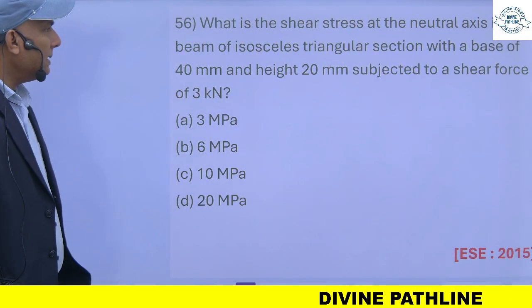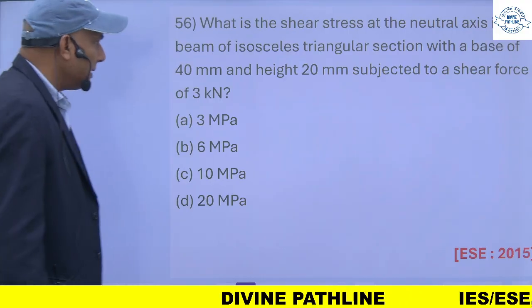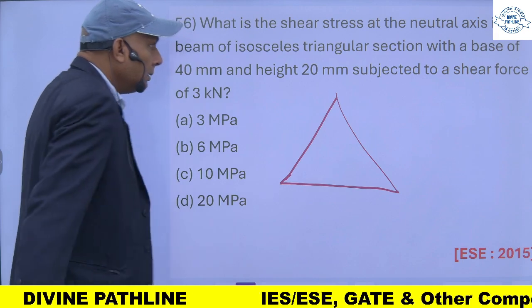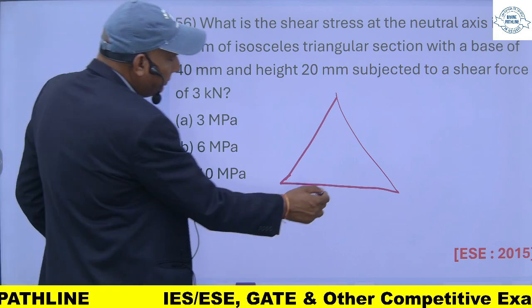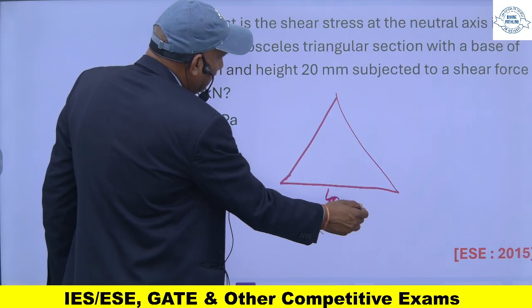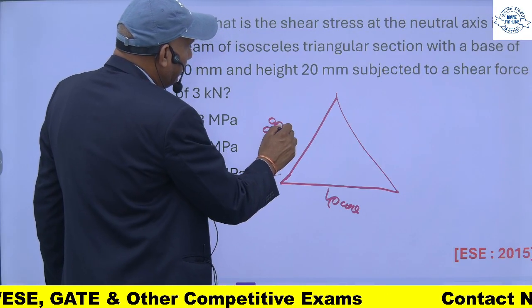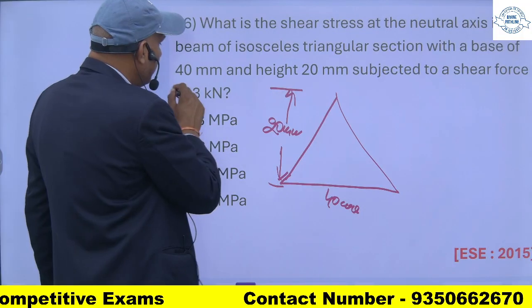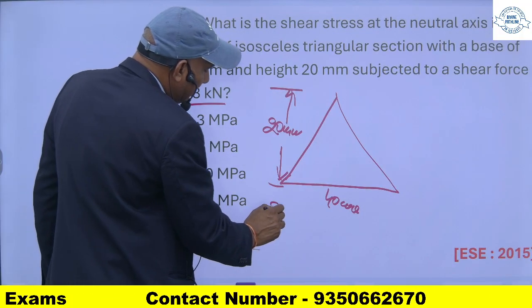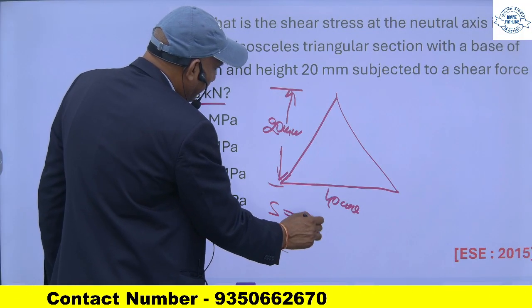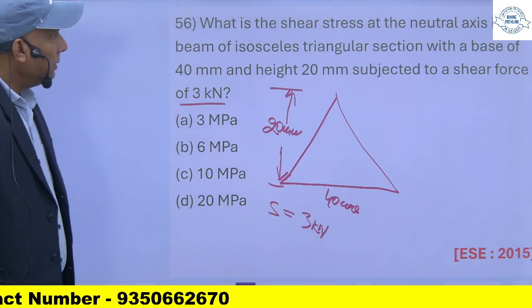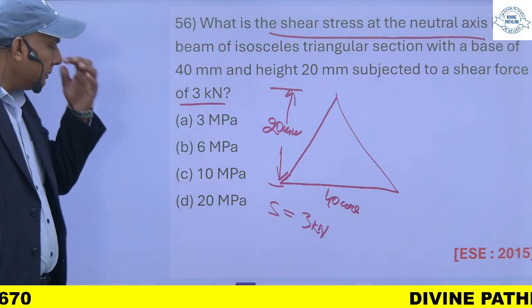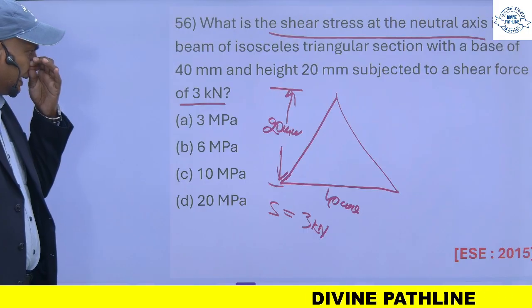What is the shear stress at the neutral axis in a beam of isosceles triangular section with base of 40 mm? This height is 20 mm and subjected to a shear force of 3 kilonewton. Shear force is 3 kilonewton. So shear stress at the neutral axis is to be calculated.